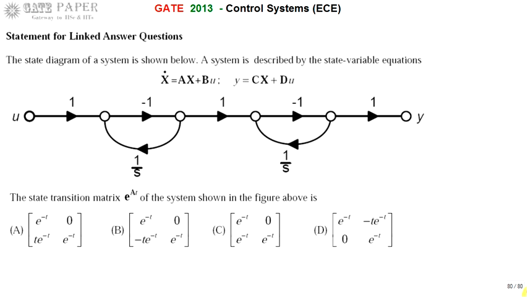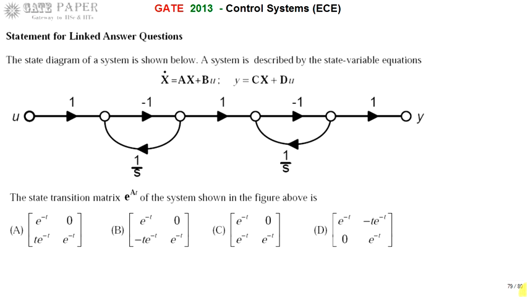Second question in this one is, for the same question you need to find the state transition matrix e power At. State transition matrix e power At is also treated as phi of t, and phi of t is nothing but the inverse Laplace transform of (sI minus A) inverse. So first we need to find sI minus A, then (sI minus A) inverse, then apply the inverse Laplace transform to get the e power At matrix.